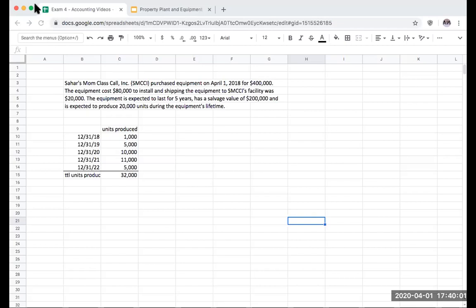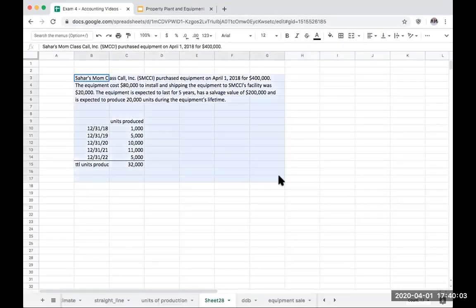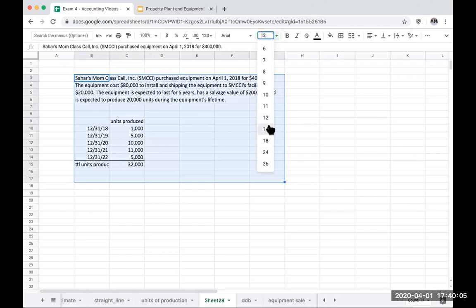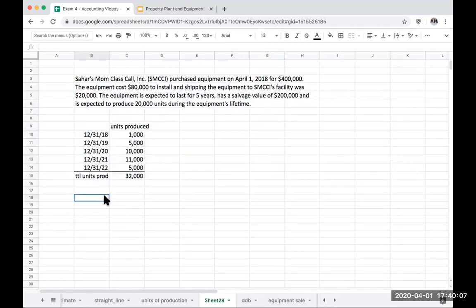The first thing we have to do is come up with the formula we're going to use to get my rate per unit for units of production. This is going to be my acquisition cost, or $500,000. If you don't know where this is coming from, please look at the prior videos, but it's the purchase price of $400, the installation cost of $80, and then the shipping cost of $20.